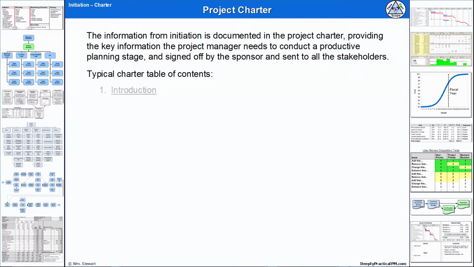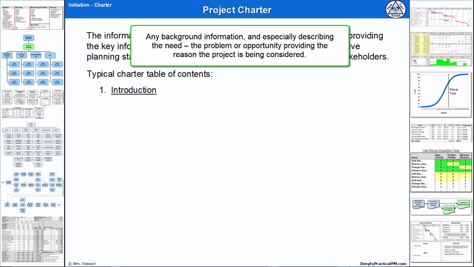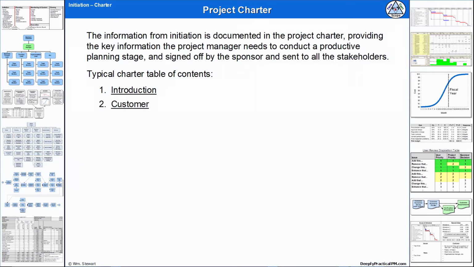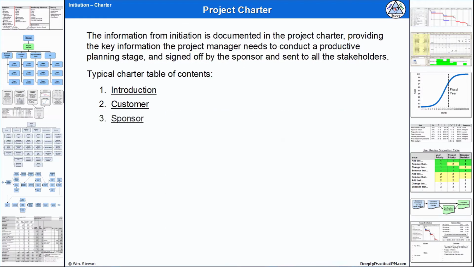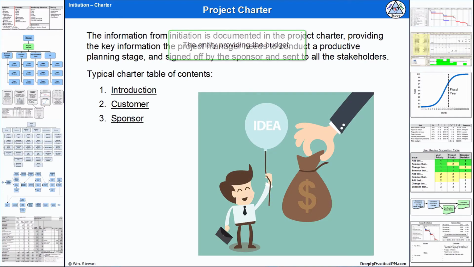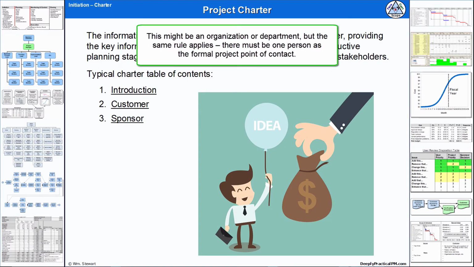First, an introduction, any background information, and especially describing the need, the problem or opportunity, providing the reason the project is being considered. Then the customer, the end user that touches the project result, with one person identified as the formal point of contact. The sponsor, the entity providing the budget. This might be an organization or department, but the same rule applies. There must be one person as the formal project point of contact.